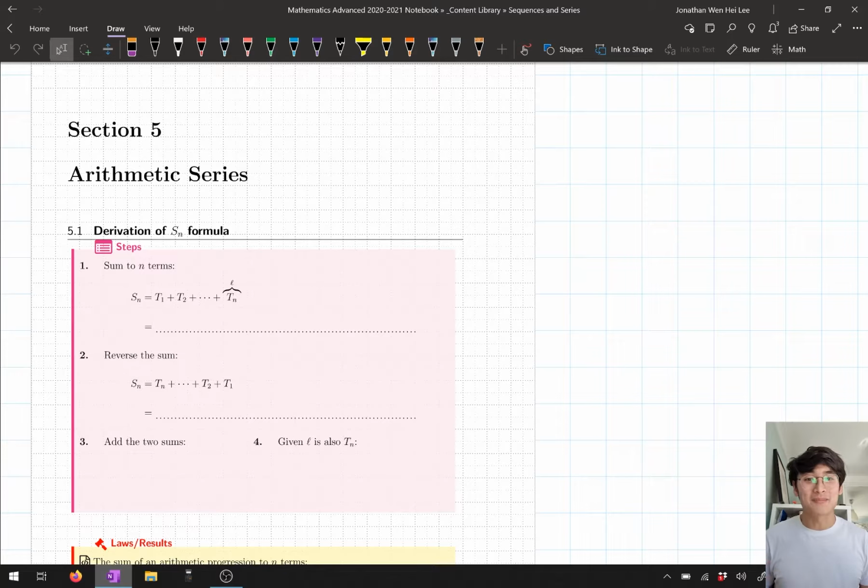Hello Year 12s and welcome back to Mathematics. In today's lesson, we're continuing with our topic of sequences and series, and we're going to start looking at our first type of special series, an arithmetic series.